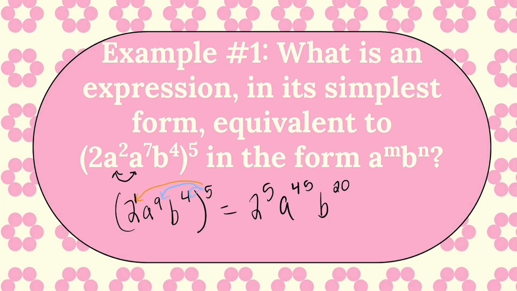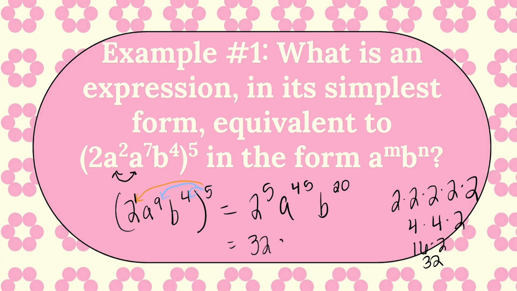And so 2 to the 5th power is 2 times 2 times 2 times 2 times 2, 5 times. And so 2 times 2 is 4. So 4 times 4 is 16. Times 2 is going to be 32. So 2 to the 5th power is 32. This is a to the 45, and this is b to the 20th. And so that is our final answer.